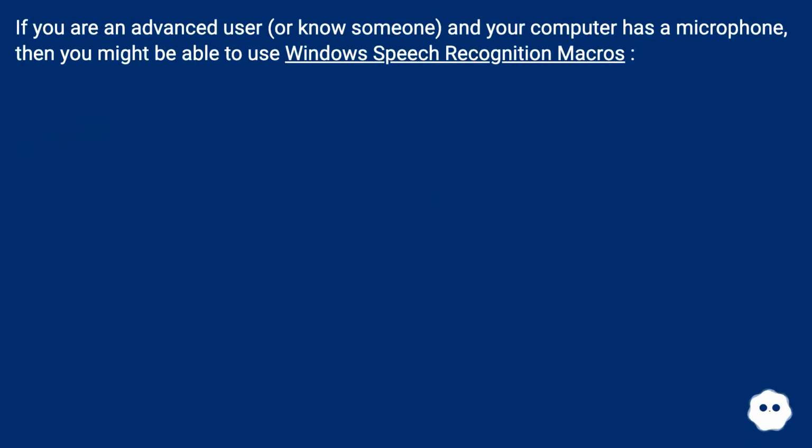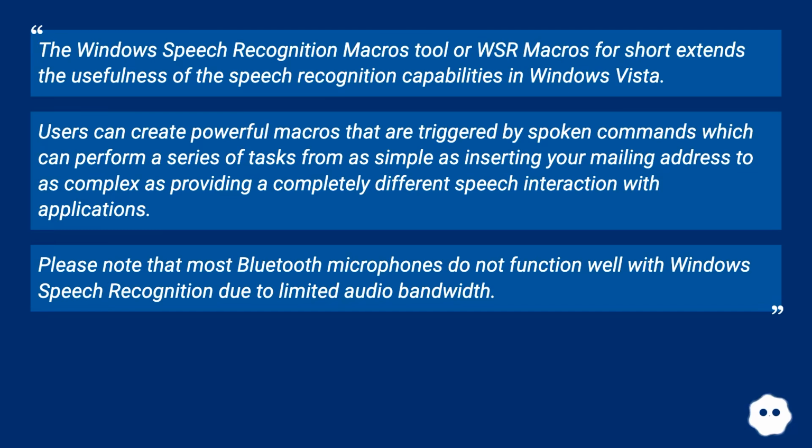If you are an advanced user or know someone, and your computer has a microphone, then you might be able to use Windows Speech Recognition macros. The Windows Speech Recognition Macros Tool, or WSR macros for short, extends the usefulness of the speech recognition capabilities in Windows Vista. Users can create powerful macros that are triggered by spoken commands, which can perform a series of tasks from as simple as inserting your mailing address to as complex as providing a completely different speech interaction with applications. Please note that most Bluetooth microphones do not function well with Windows Speech Recognition due to limited audio bandwidth.